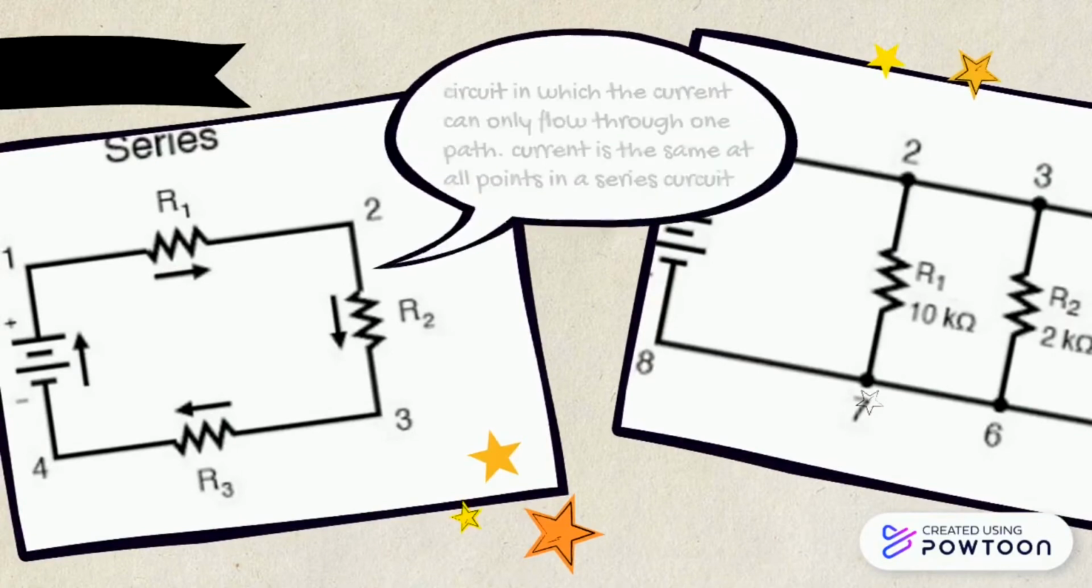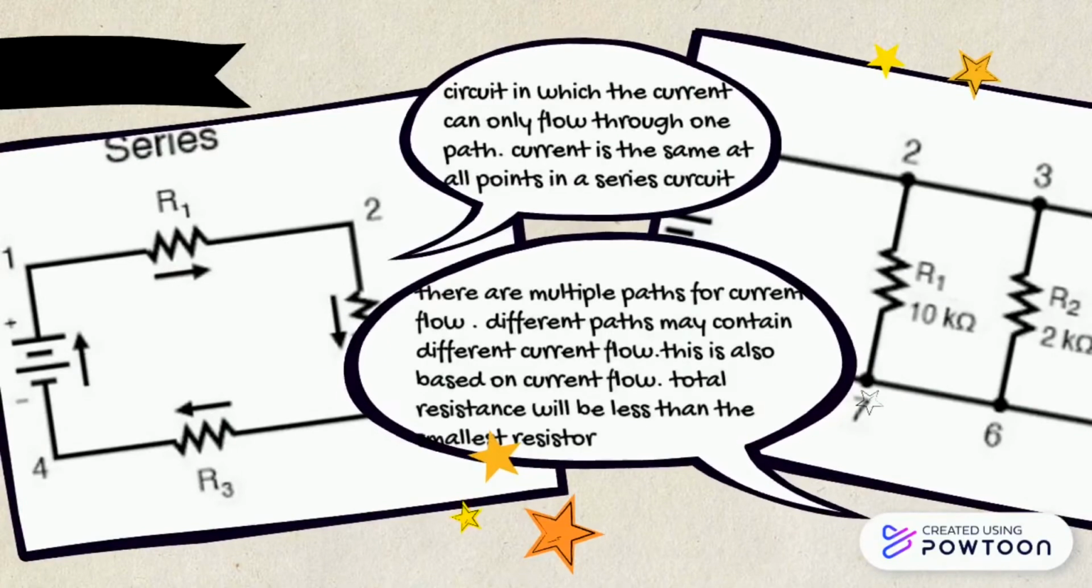A series circuit is one in which the current can only flow through one path. Current is the same at all points in a series circuit. In parallel, there are multiple paths for current flow. Different paths may contain different current flow. The total resistance will be less than the smallest resistor.